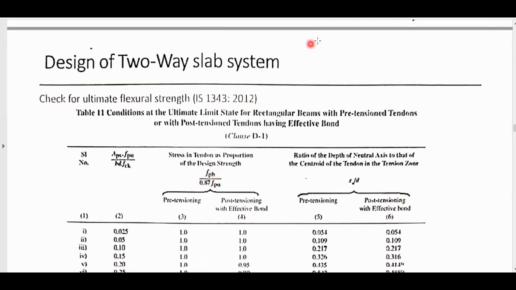Okay, here I will write. So this will be equal to 1 now. So I can write now fpv is equal to 1 into 0.87 into fpu. fpu we know already, so we can calculate the value of fpv. So fpv is equal to 0.87 fpu in this case because it is 1. So similarly, I will obtain the value of this xu by d.